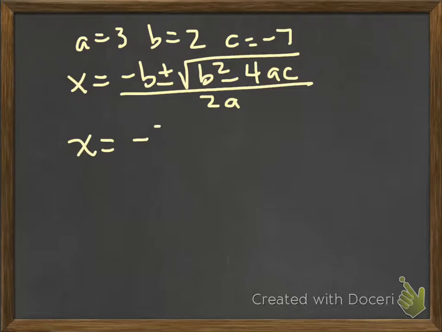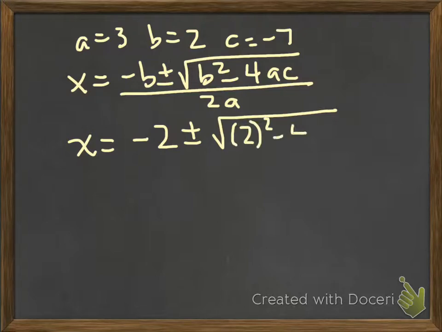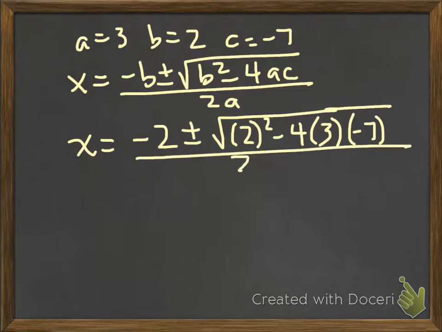Negative b would be negative 2 plus or minus, and that's 2 squared minus 4 times a, which is 3, times c, which is negative 7, all over 2 times a, which is 3. So the first thing you do is you need to plug in the a, b, and c, put it in parentheses so you know. And then we go from there.